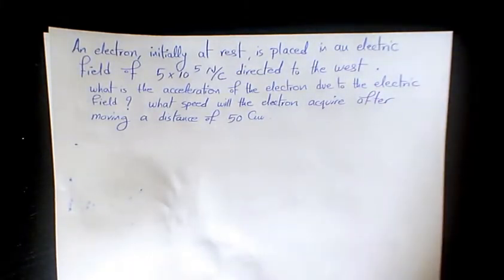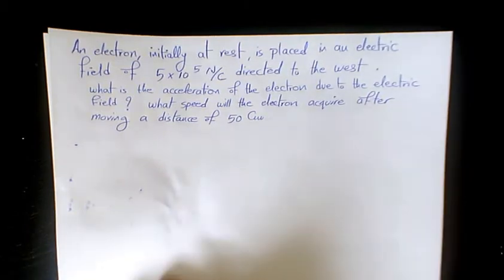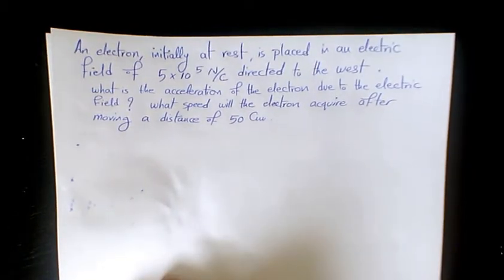In this example, an electron initially at rest is placed in an electric field of 5 times 10 to the power of 5 Newton per Coulomb directed to the west. What is the acceleration of the electron due to the electric field? And what speed will the electron acquire after moving a distance of 50 centimeters?